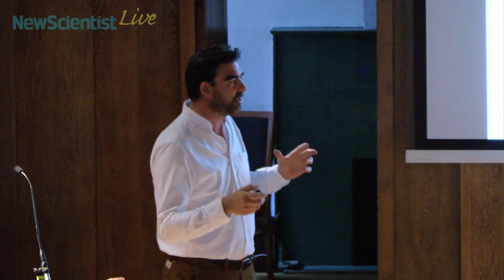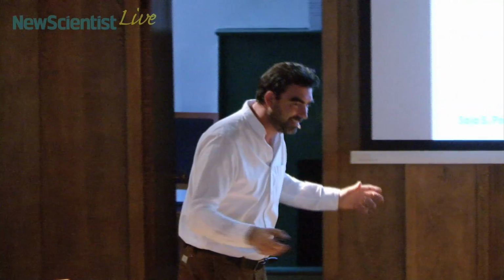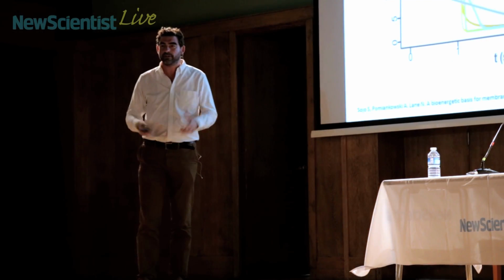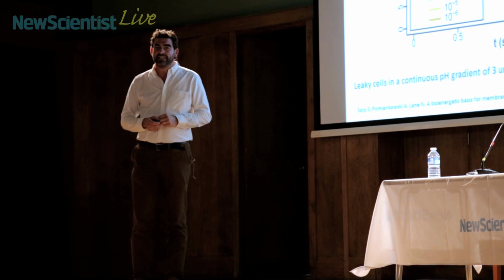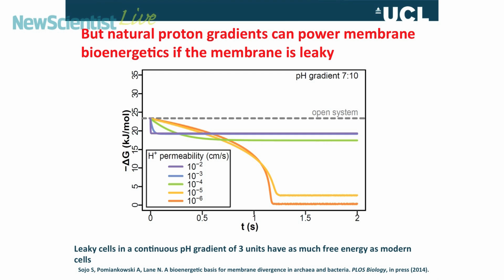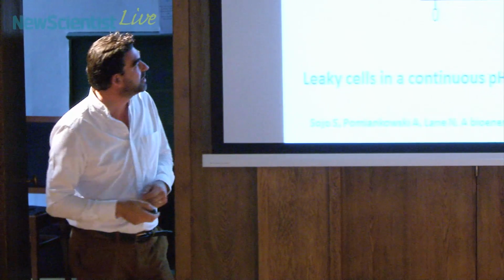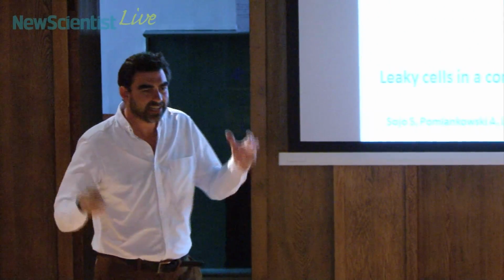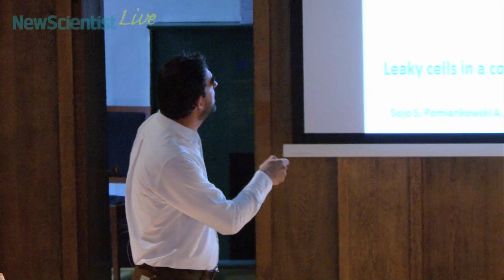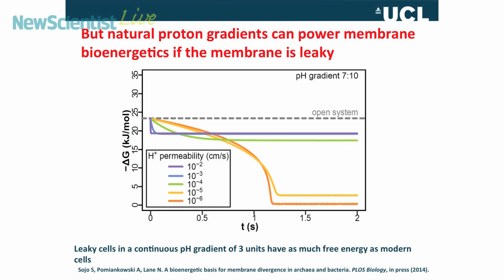So it really does not work. You really cannot drive anything with a natural proton gradient and no pumps. But you can if that membrane is really leaky. So these are the modern membranes. This is the permeability of the membrane. These ones here, 10 to the minus 2 centimeters per second. I won't try to explain what that is, but essentially this is a very leaky membrane, a little bit like a fatty acid vesicle or something. And so you lose a little bit of power, but then you can sustain it.